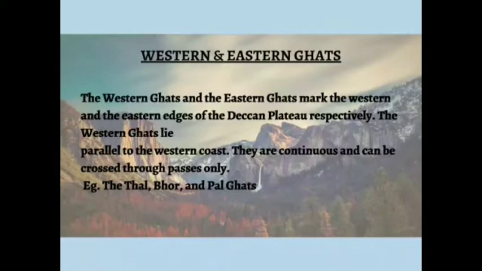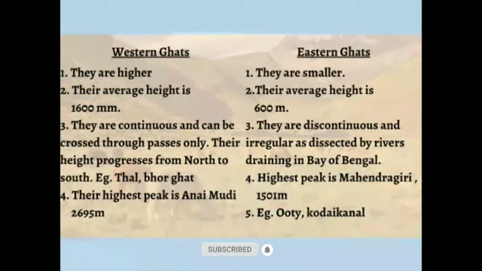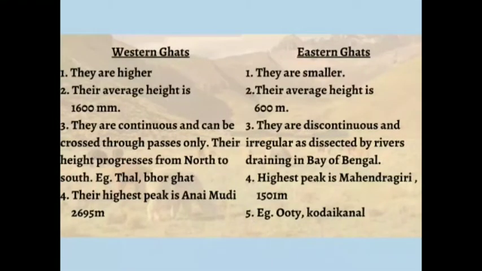So Western Ghats lie parallel to that. They are continuous and can be crossed through passes only. So these Western Ghats are continuous. Examples are the Thal, Bhor and Pal Ghats. Let's see the difference between Western Ghats and Eastern Ghats.